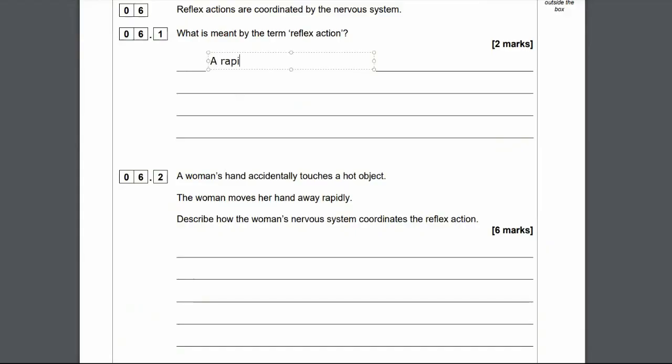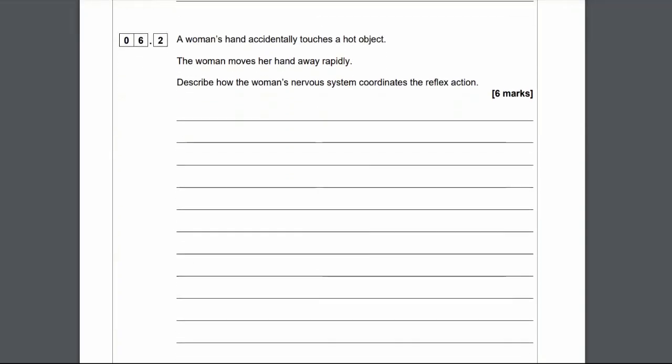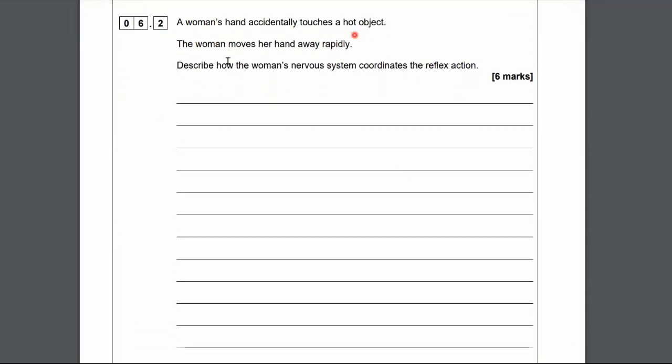Right, question 6. Reflex actions are coordinated by the nervous system. What's meant by a reflex action? Well, a reflex action is rapid and it's unconscious, which means you don't have to think about it. You can use the word involuntary because if you're like me, you can't spell unconscious. So it's a rapid, unconscious response to a stimulus. You can say an involuntary, rapid response.